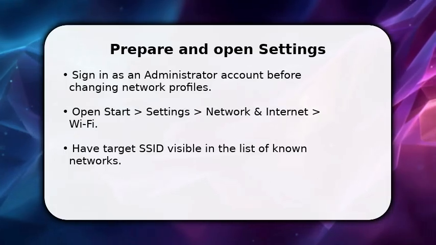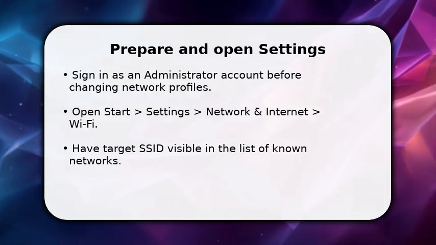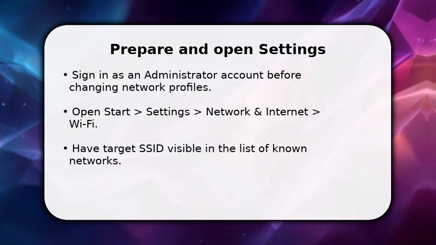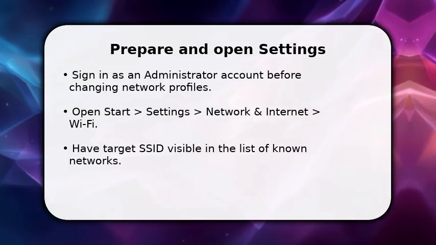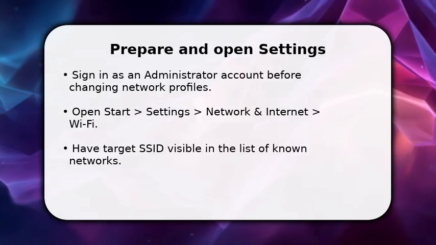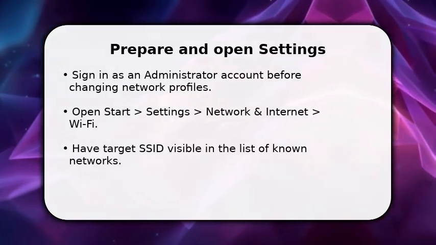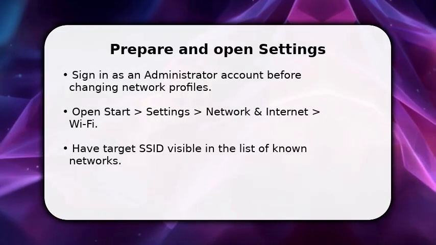You start by using an administrator account because only admins can alter network profiles. Once signed in, open Start, select Settings, then Network and Internet, then Wi-Fi. Next, click Manage Known Networks to show stored SSIDs. This is immediate and necessary because you will remove the saved profile rather than rename the router.